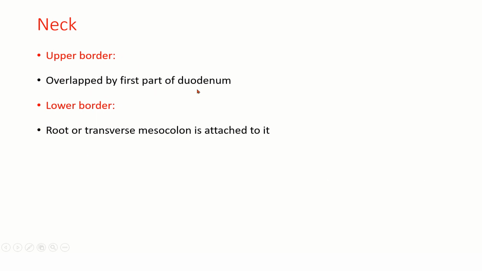Upper border is overlapped by the first part of the duodenum. Lower border, the root of the transverse mesocolon is attached to it.